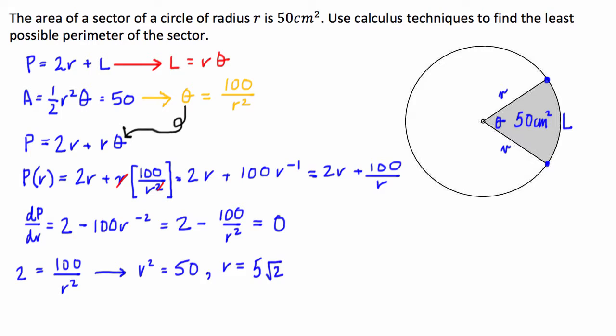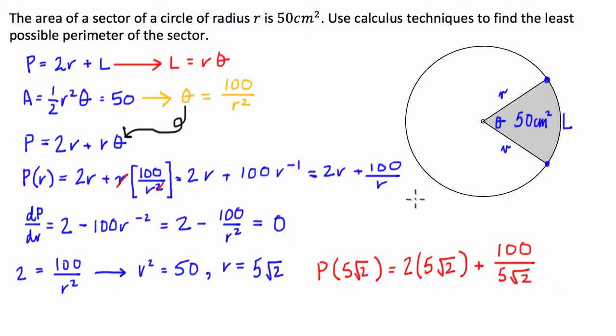I'm going to change colour to make it easier to see. We're looking for the perimeter when the radius is equal to 5 times the square root of 2. So that is equal to 2 times the radius, and I'm going to go long form here: 2 times 5 square root 2 plus 100 divided by 5 square root 2. Cool.